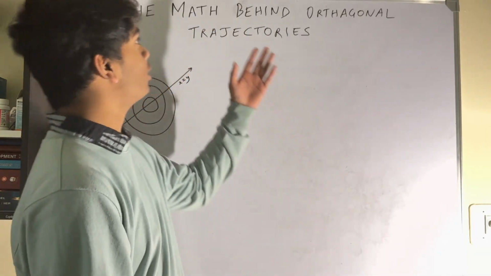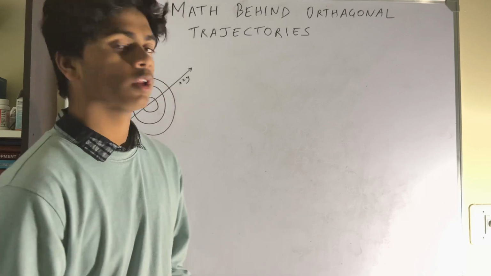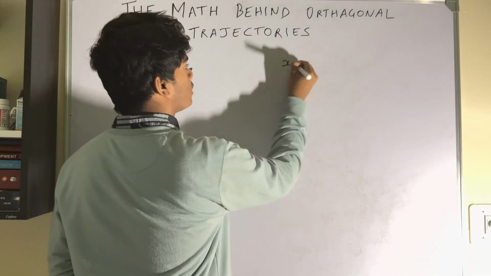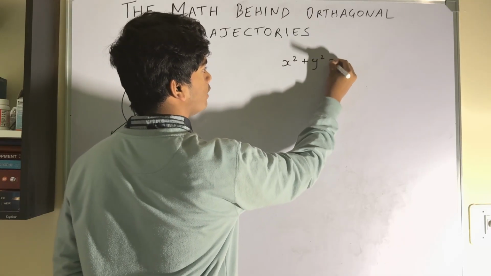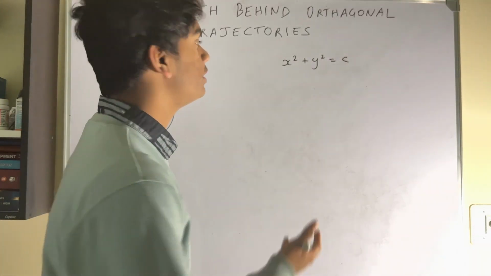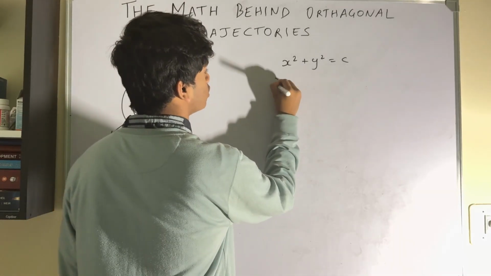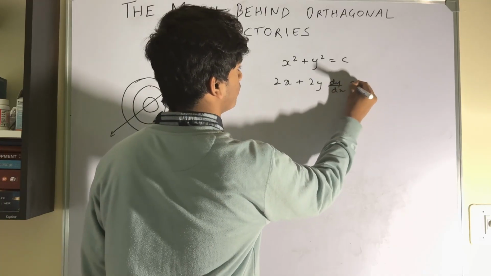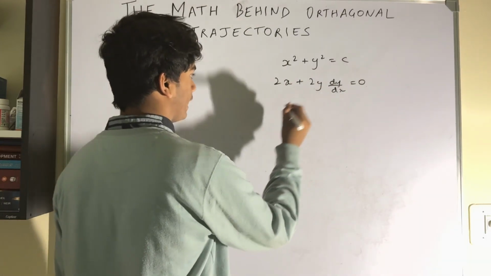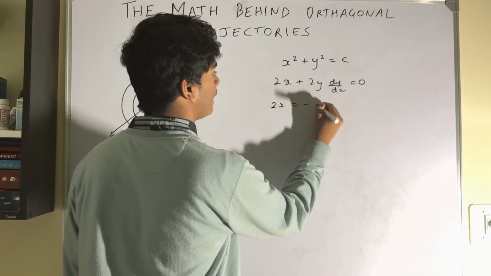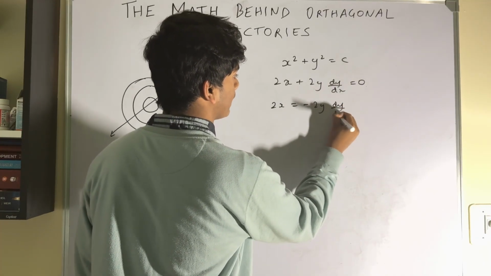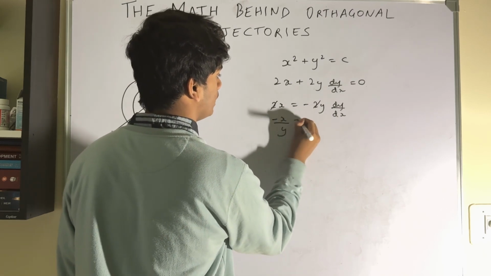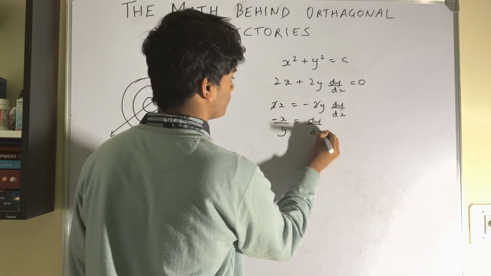Hello guys, let's explore the math behind orthogonal trajectories. For the first example, let's take the equation of a family of curves x squared plus y squared equal to c. The first step is to differentiate the equation in terms of x. So we get 2x plus 2y dy by dx equal to 0. Taking it to the other side, we get 2x equal to minus 2y dy by dx. We cancel out the 2's and we get minus x by y equal to dy by dx.